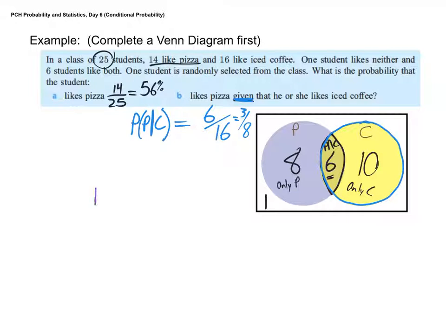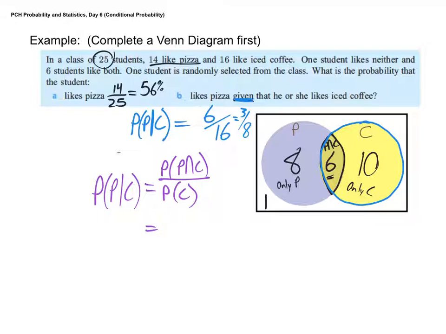Now, those of you who like to use the formula, that's fine. If you were doing this, you would need to use the probability that someone likes pizza and coffee, the probability of both, divided by the probability of the given. Okay? In this case, the probability someone likes coffee. Alright? So just working our way through this. What's the probability that someone likes both? 6 out of 25. Good, 6 out of 25.